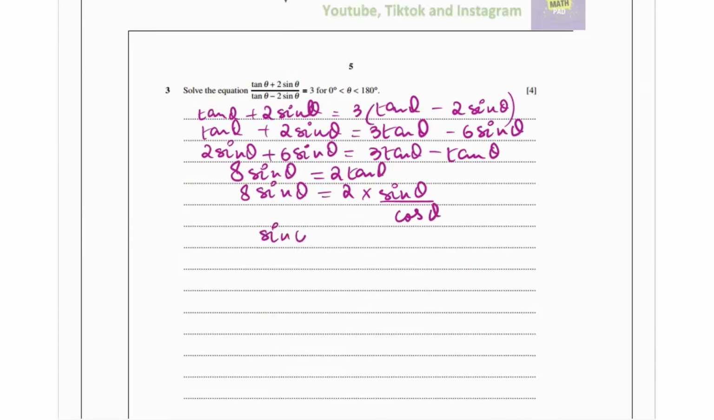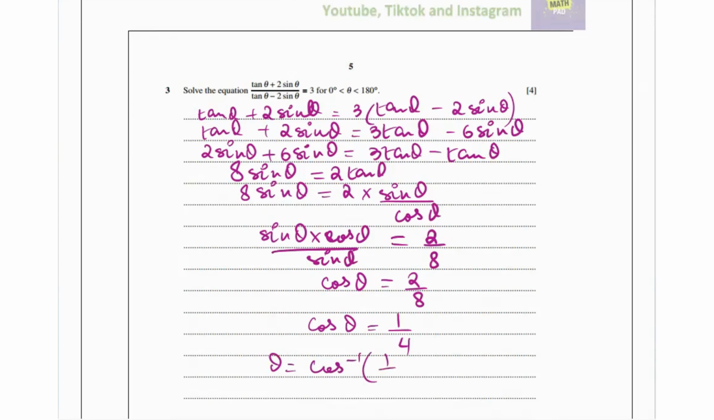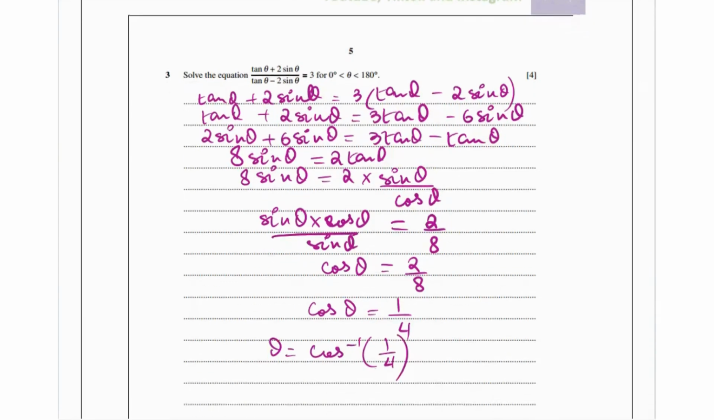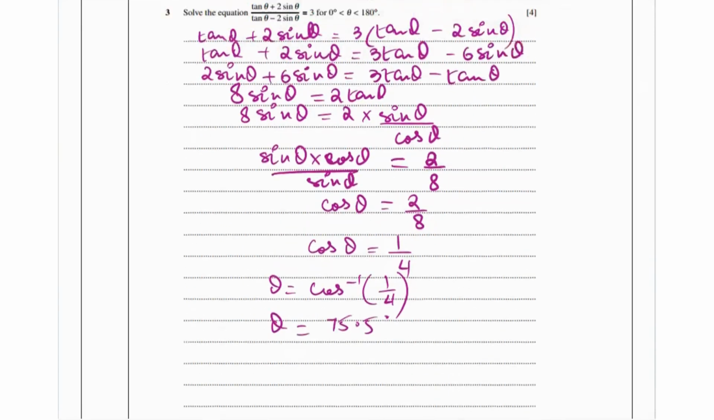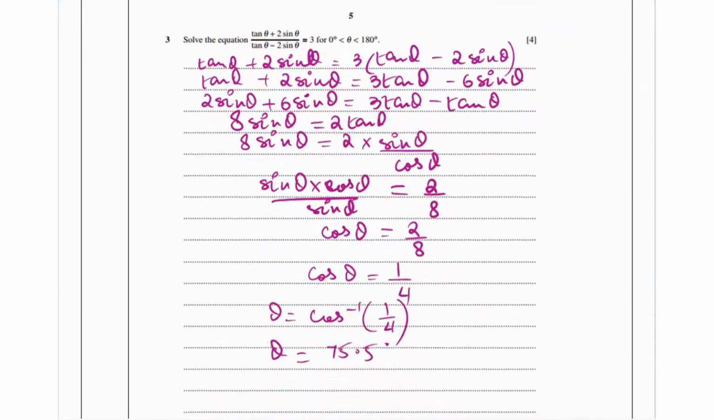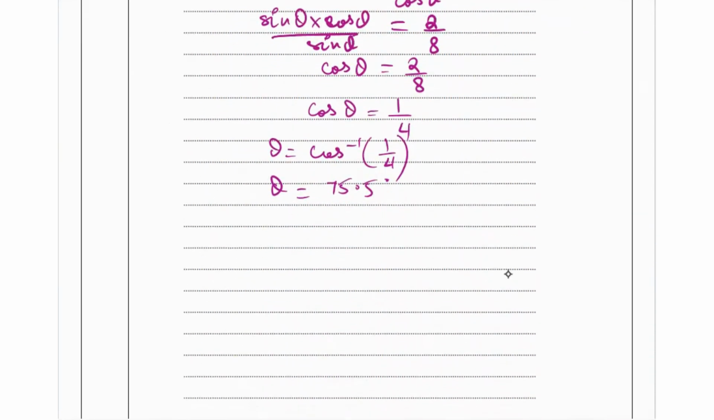So we bring that over here, sine theta times cos theta over sine theta, and take the 8 on the other side, so it's 2 over 8. That's going to be cos theta equals 2 over 8. Cos theta equals 1 over 4. Theta is going to be cos inverse of 1 over 4, which is going to give us 75.5 degrees. Now they want the angle from 0 to 180. So 0 to 180, cos is only positive in the first quadrant, so this is your value of theta.